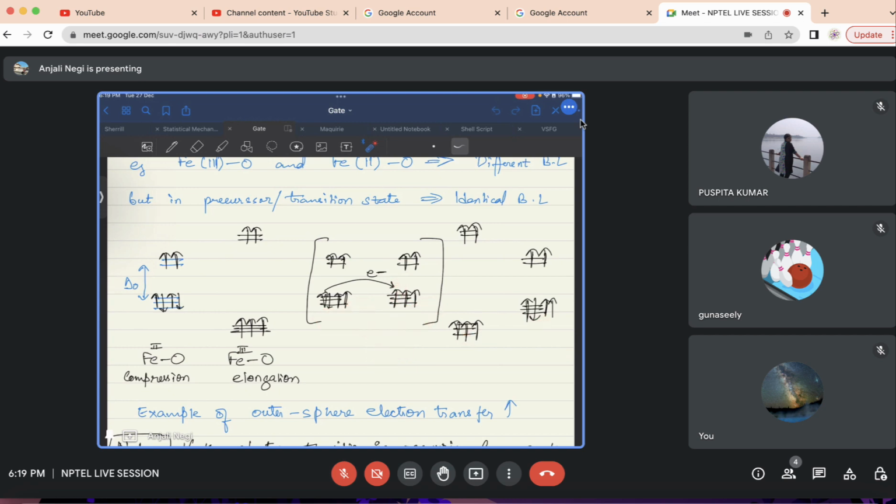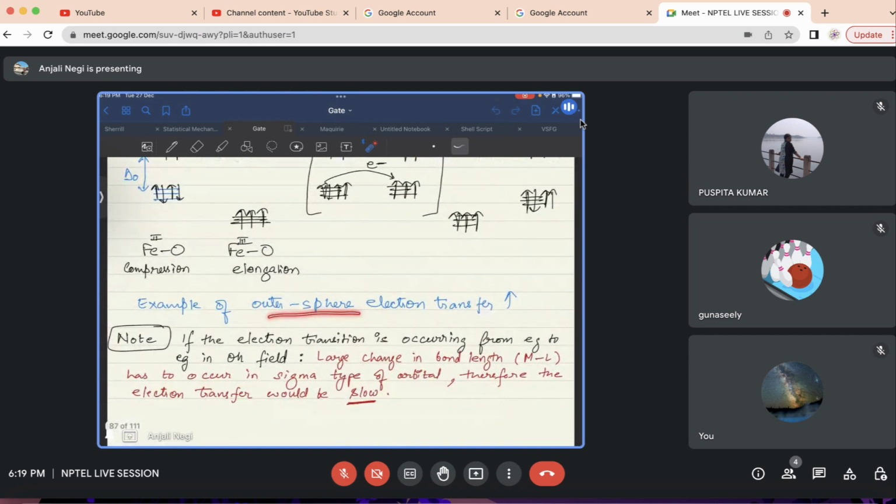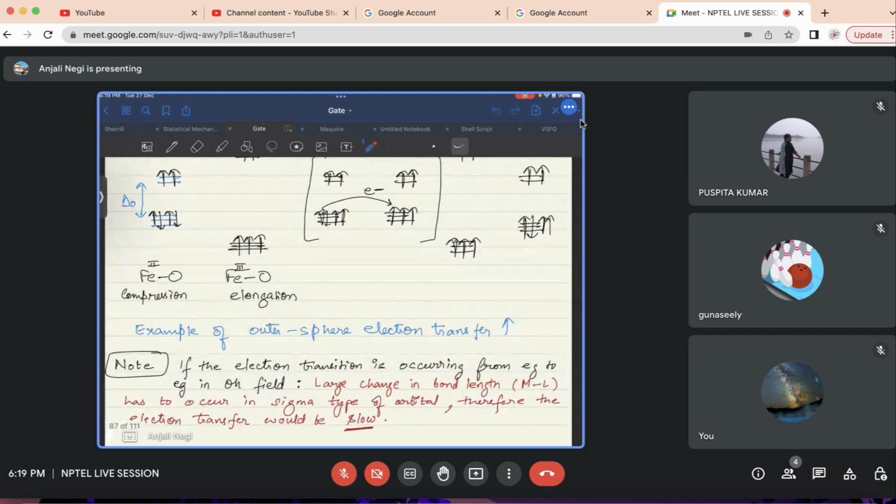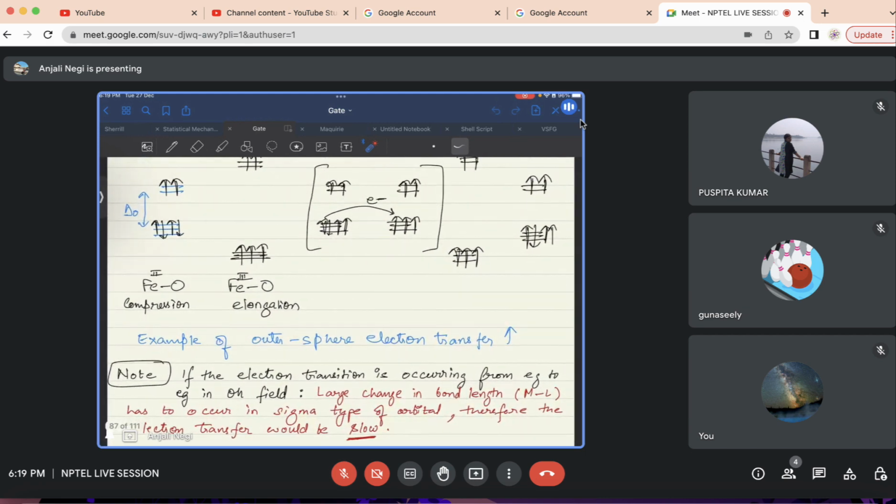The example of outer sphere electron transfer, as we have seen above, if the electron transition is occurring from eg to eg, so this is another note. If my electron transfer is happening from eg to eg in octahedral field, a large change in the M-L bond length has to occur, in sigma type of orbital. So remember that my eg orbitals are the sigma type of orbitals.